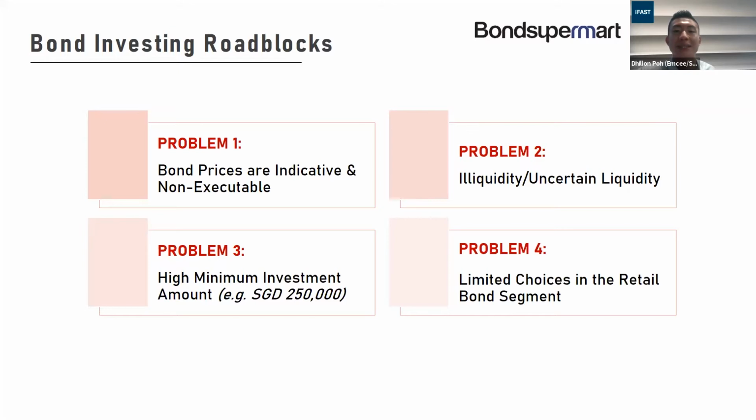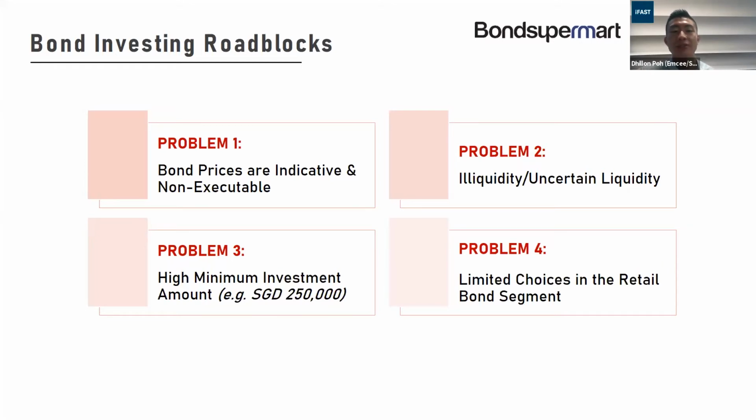The second problem is actually an illiquidity problem. You might have experienced this when you invested into stocks before, because illiquidity results when you want to buy a stock or a bond and no one wants to sell it to you, and vice versa, when you want to sell it, no one wants to buy from you. So the bond market is, in a way, well known for being largely illiquid, also because of the next problem, number 3, which is the high minimum investment amount.